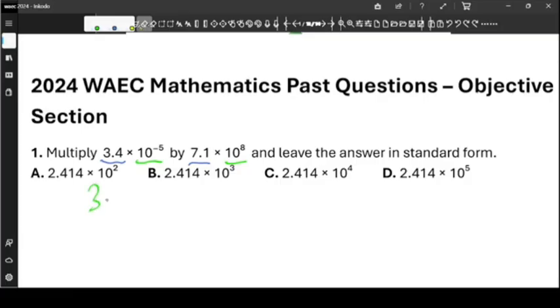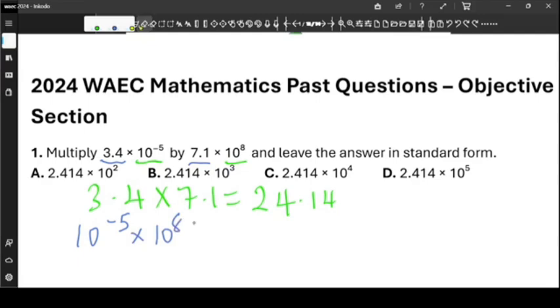So 3.4 times 7.1, when you punch your calculator, you are going to get 24.14. All right, and on the other hand, 10 raised to the power minus 5 times 10 raised to the power 8. This is the same base, so we can add their powers, equals 10 raised to the power minus 5 plus 8, which is 10 raised to the power 3.